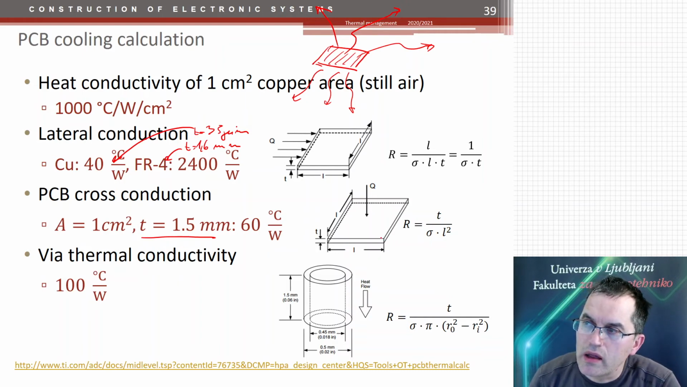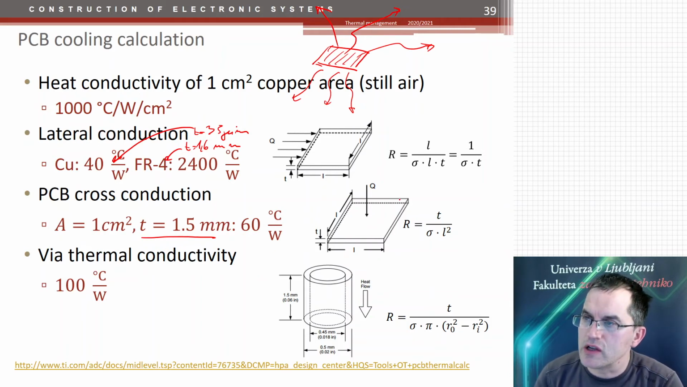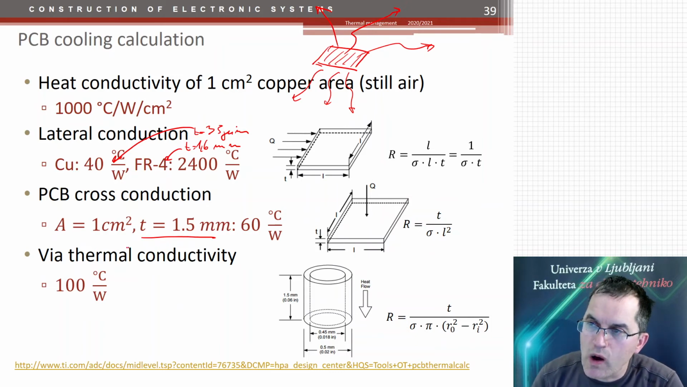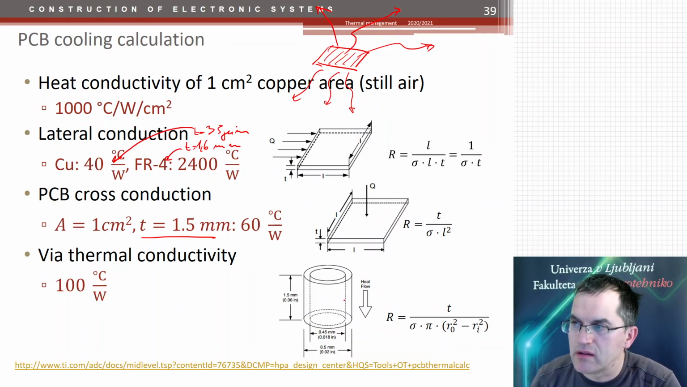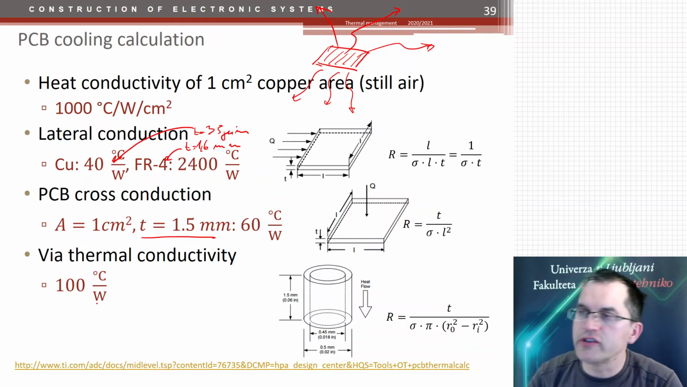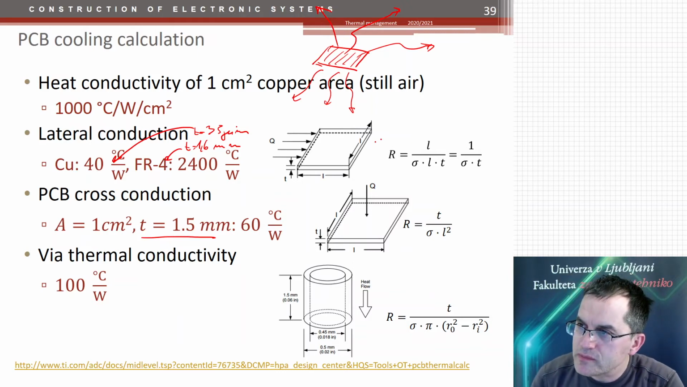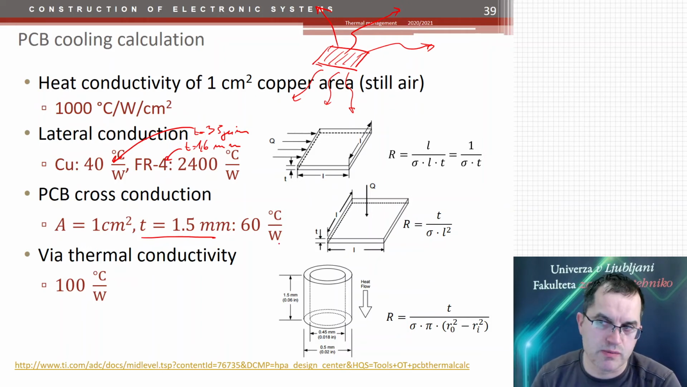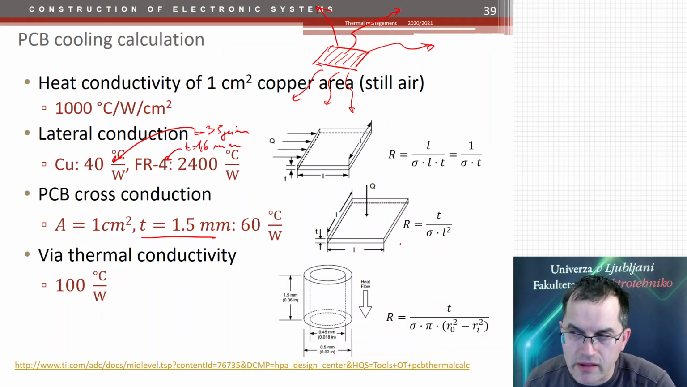So if the difference of temperature is 60 Celsius, then you would get 1 watt of energy transferred through each square centimeter of your PCB. Now each wire you add, a typical thermal wire, is providing 100 degrees per watt. So that means that this 100 degrees per watt is connected in parallel to 60 degrees per watt, which would then get a lower value.